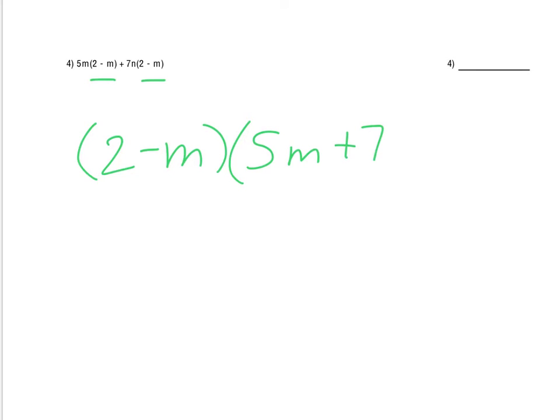For number 4 here, it looks a little trickier. Really what we're going to focus on is the fact that both of these have a 2 minus m as a factor. So we factor that out, 2 minus m, and then what we're left with is the 5m plus 7n. Again, it's not our normal type of factoring, but we can certainly see that we can take that 2 minus m out. And if we were to distribute the 2 minus m to the 5m and the 7n, we'd see that we get back to where we started from.